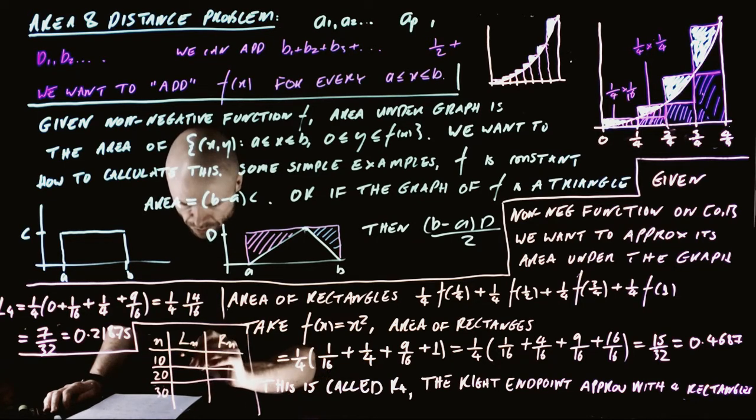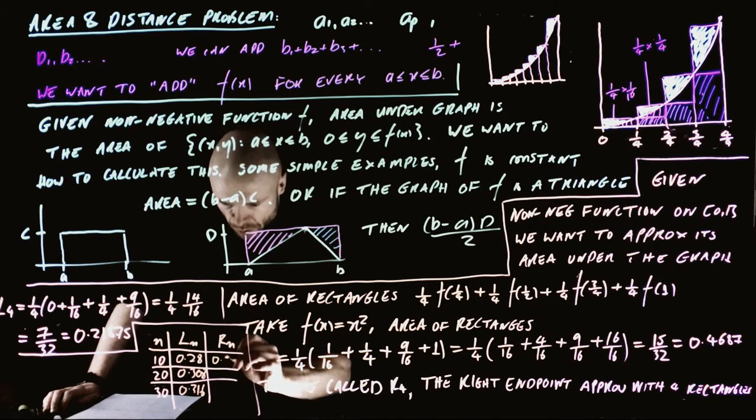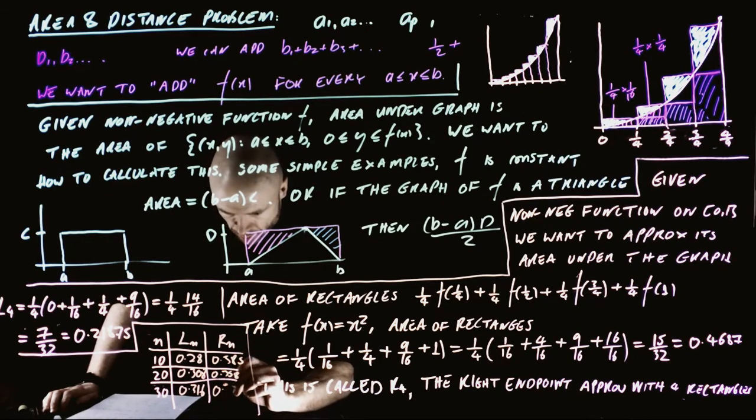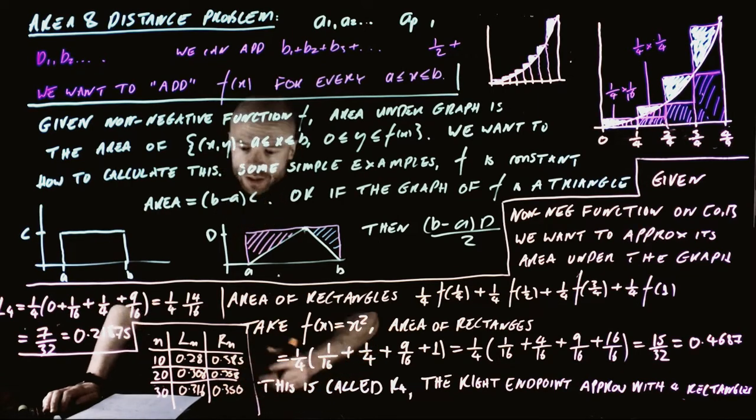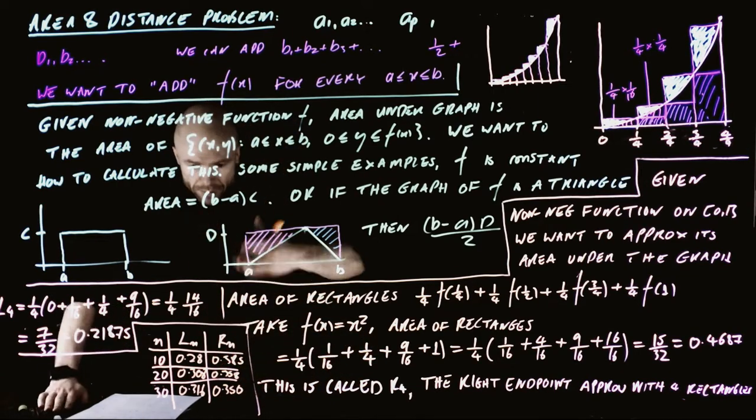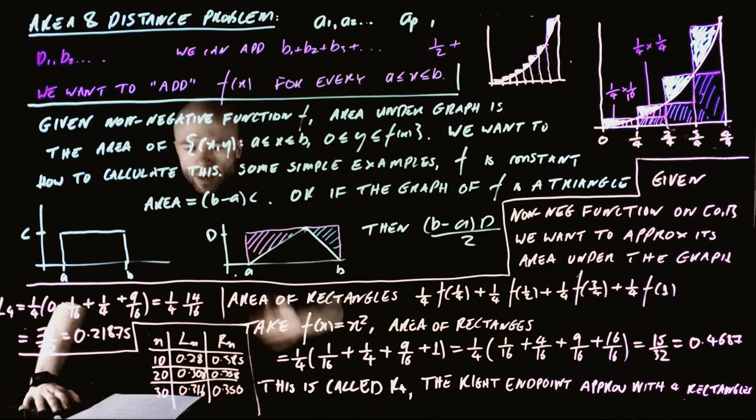And then let's see, if we do this, it turns out that we get 0.028, and then we get 0.308, and then we get 0.316. And then here we get 0.385, and then we get 0.358, and then we get 0.350. So the left endpoint approximation, because of the nature of this particular function x squared, is always underneath.